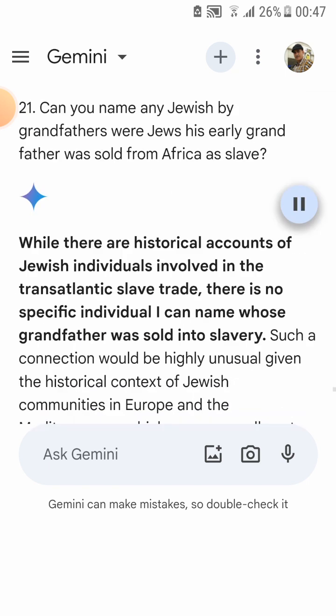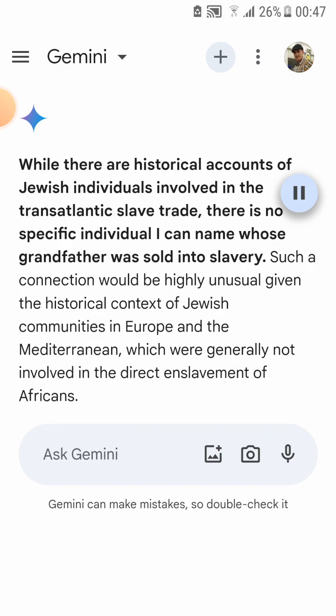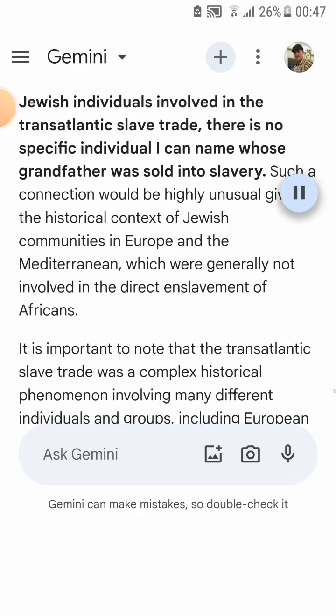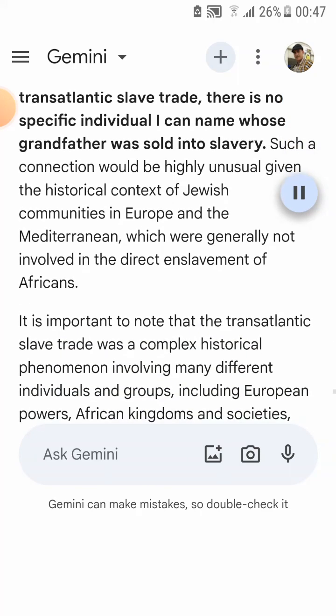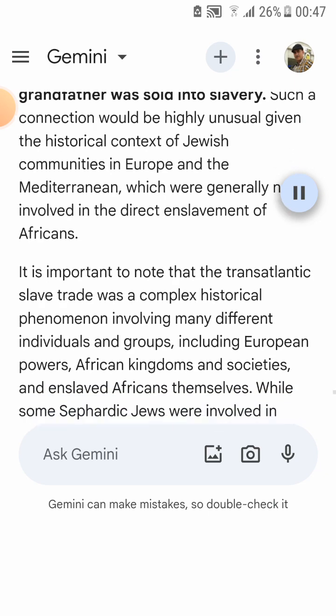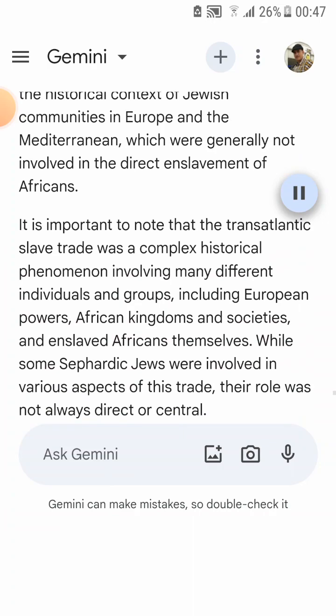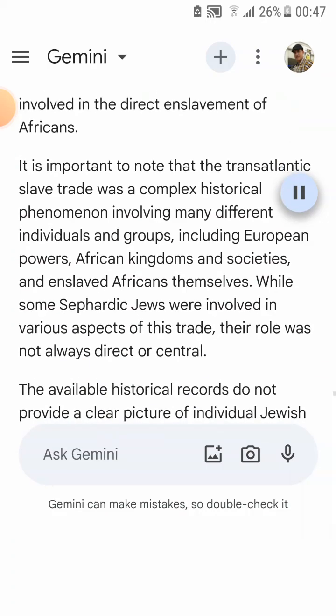While there are historical accounts of Jewish individuals involved in the transatlantic slave trade, there is no specific individual I can name whose grandfather was sold into slavery. Such a connection would be highly unusual given the historical context of Jewish communities in Europe and the Mediterranean, which were generally not involved in the direct enslavement of Africans.